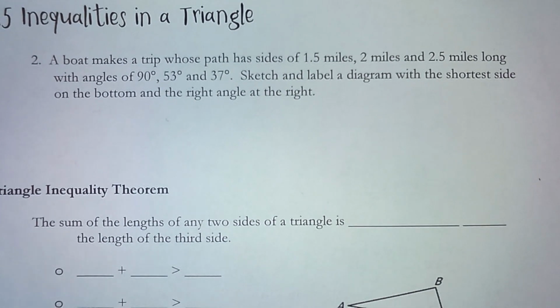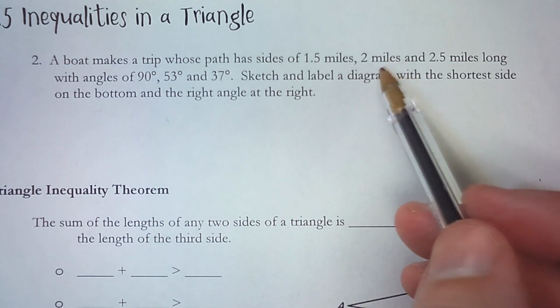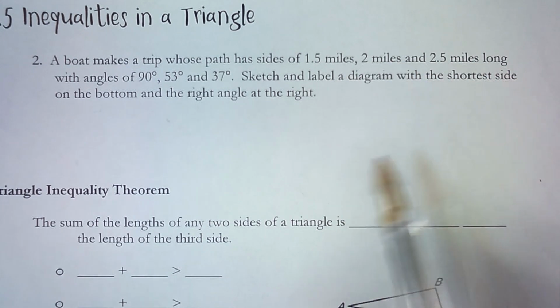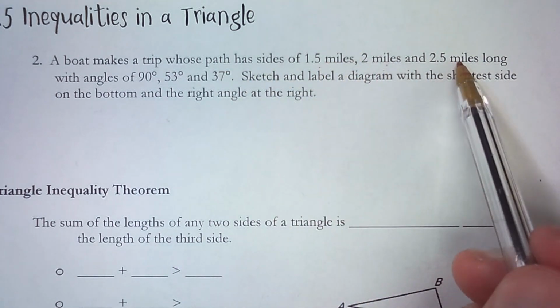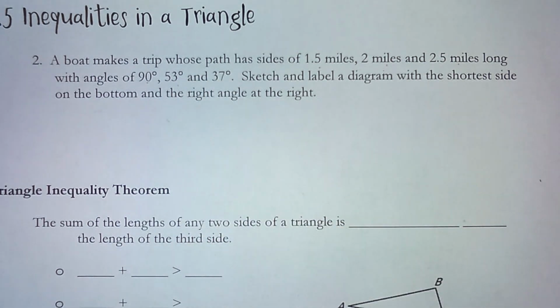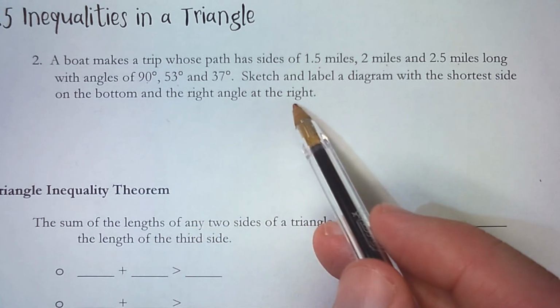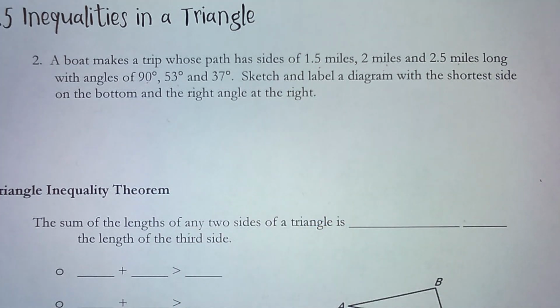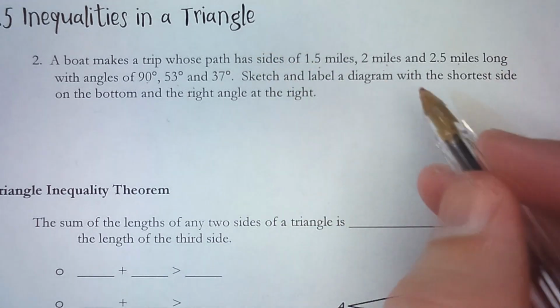A boat makes a trip whose path has sides of 1.5 miles, 2 miles, and 2.5 miles long. Okay, so the boat makes a triangular path with those three side lengths. And the angles are 90, 53, and 37 degrees. Sketch and label a diagram with the shortest side on the bottom and the right angle at the right. There is only one way that we can possibly draw this if we follow all these directions.